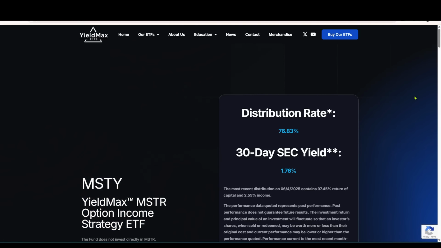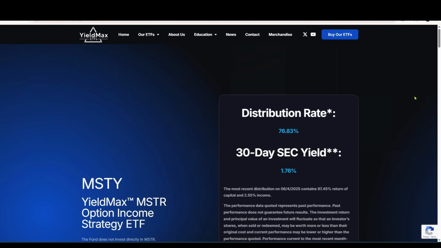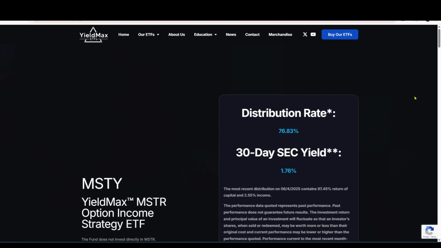So today we're going to take a look at MSTY after we've had that long weekend. And we're going to see if MSTY broke that resistance line or did it get rejected. So let's just go ahead and jump right on into the Webull chart and check it out.